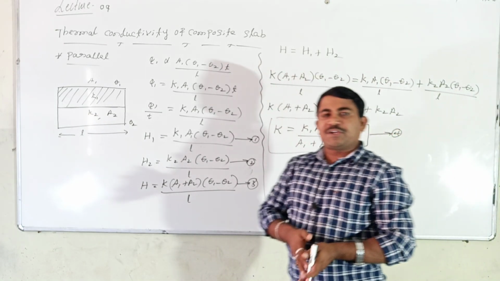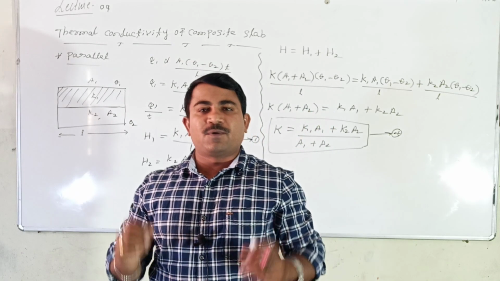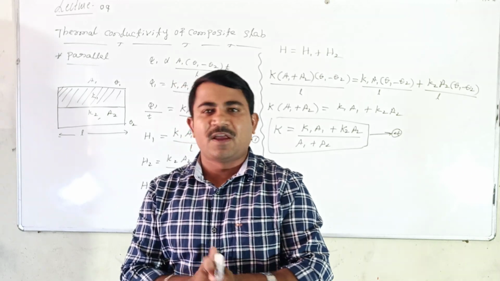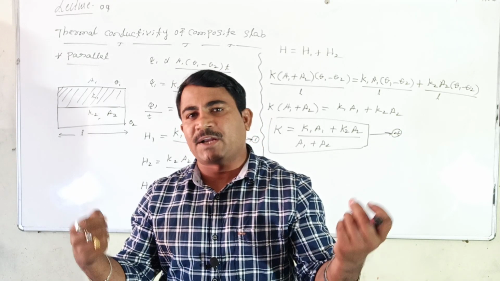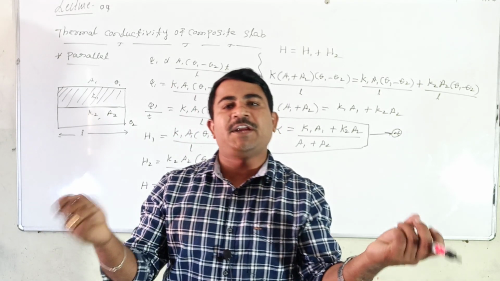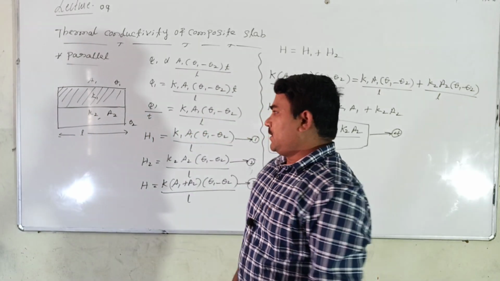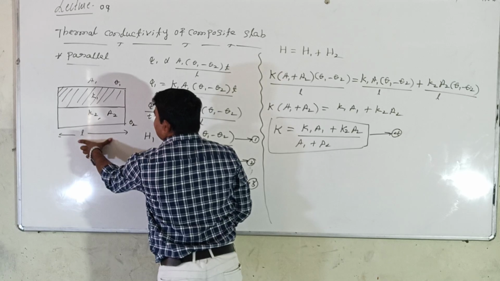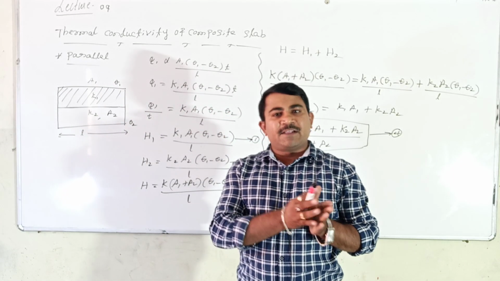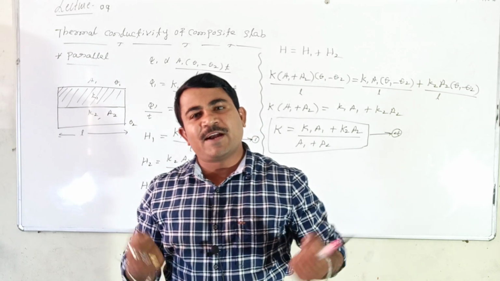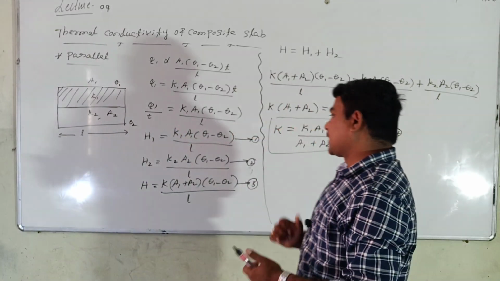For parallel combination, what is the condition? The length of the two rods must remain the same, and the current must be divided across each combination, and the total current is the sum of the currents across each. What current here? Heat current across each combination. If the length is the same and the area is also the same, then what about the equivalent thermal conductivity? For two rods I am taking.